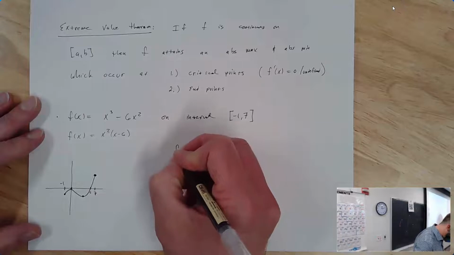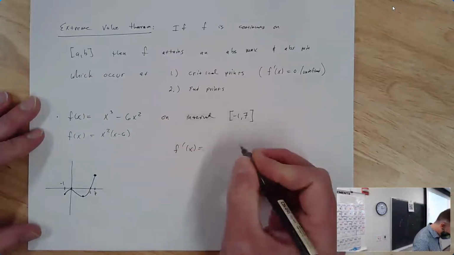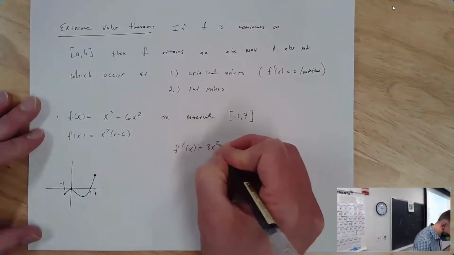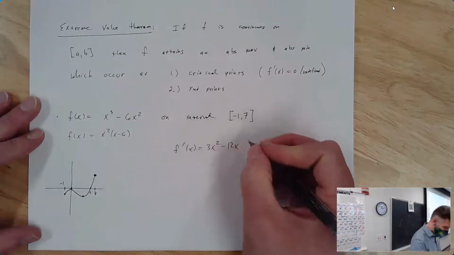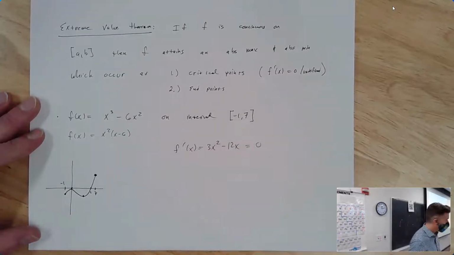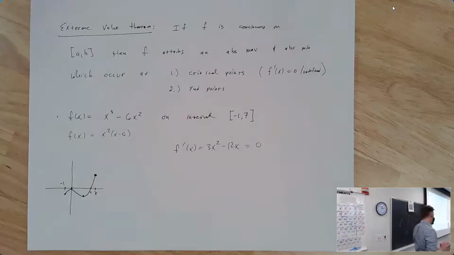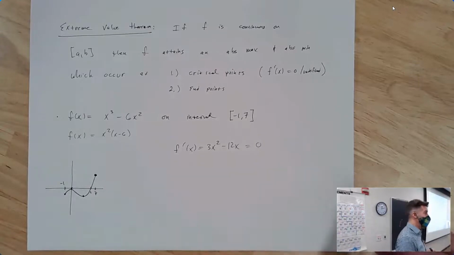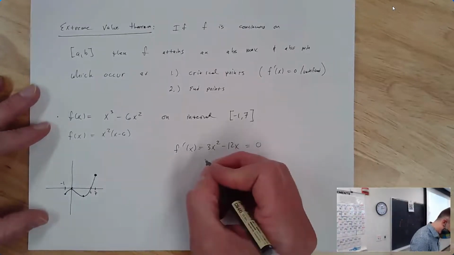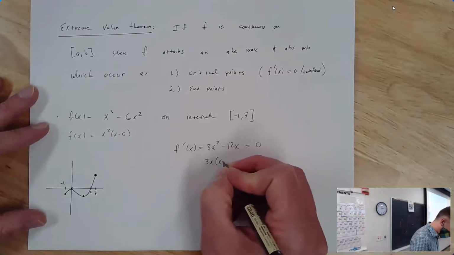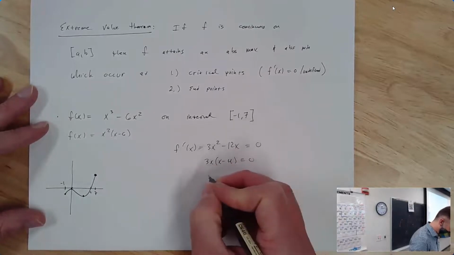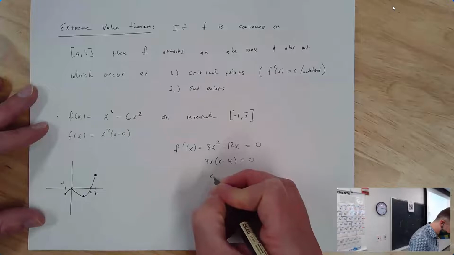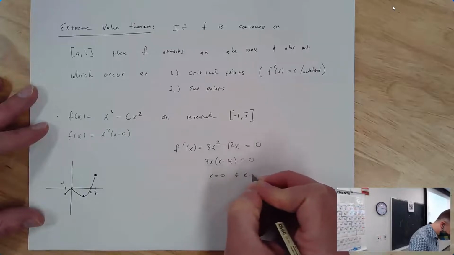So finding the critical points is not too terrible. We take the derivative, just 3x squared minus 12x, and we set it equal to 0. Well, technically we see where it's either 0 or undefined, but we can all see that this function is never undefined, so we're not going to worry about that. I'm going to factor out a 3x. I'm left with x minus 4. So my critical values are going to be x equal to 0 and x equal to 4.